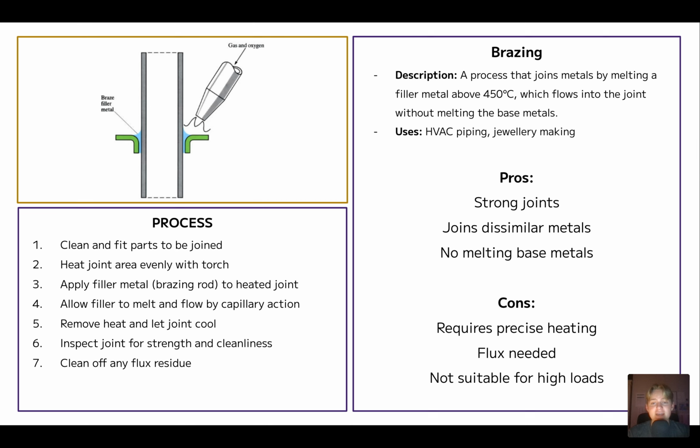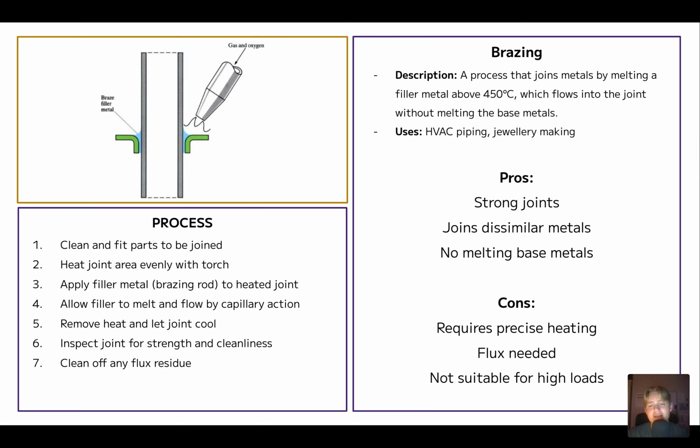The pros of it are that it is very strong and joins dissimilar metals. So if we're joining two metals that are not the same together, this kind of process would be more applicable. And there's also no melting of the base metals, which means it's just safer for those parts and can result in fewer failures.